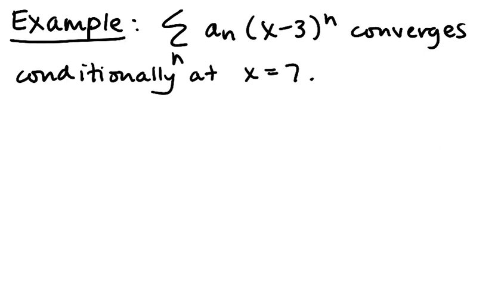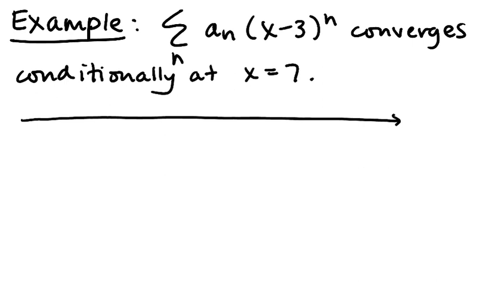So I'm going to draw myself a little number line. I know that this is centered at x equals 3, and that it converges conditionally at x equals 7. What I know is that if it converges conditionally at x equals 7, 7 is an endpoint.